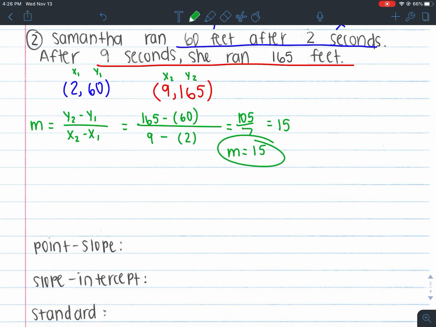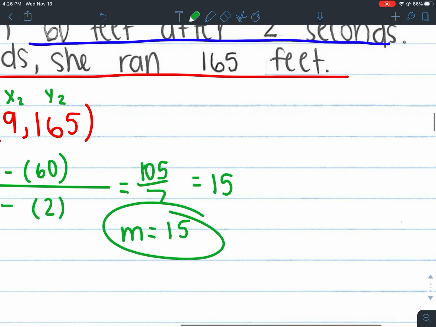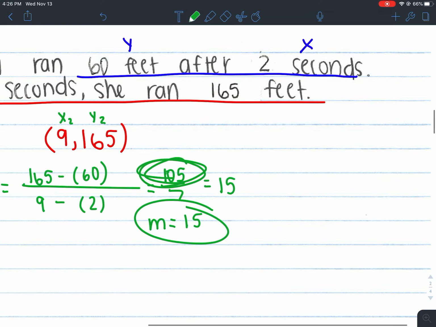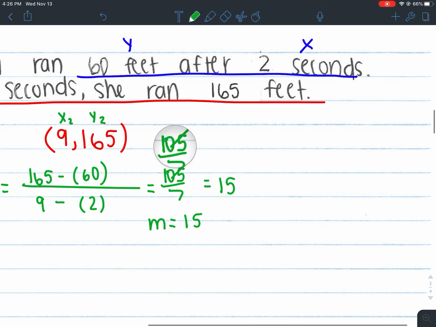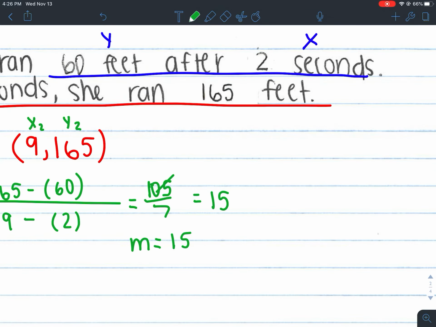Okay? Well, what does that mean? Does that mean she runs 15 feet a second, or does she do 15 seconds a foot? Well, how do you figure that out? Let's think about this. On top, what is always on top, our y or our x? It's always our y, right? Y is always on top. Well, what was y in this problem?